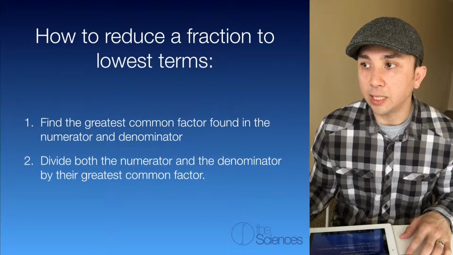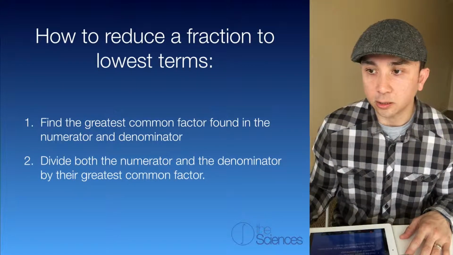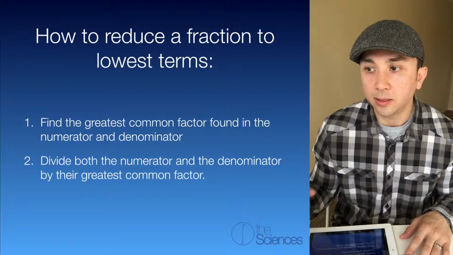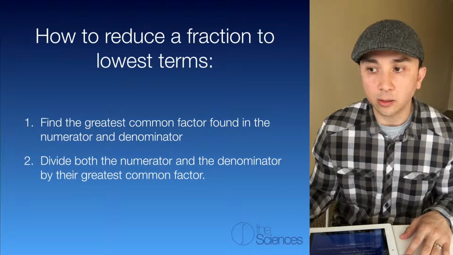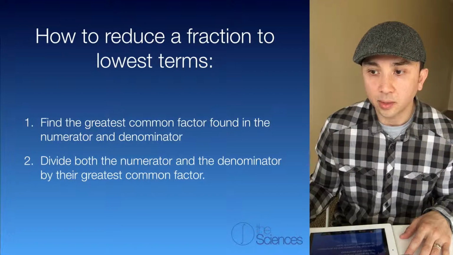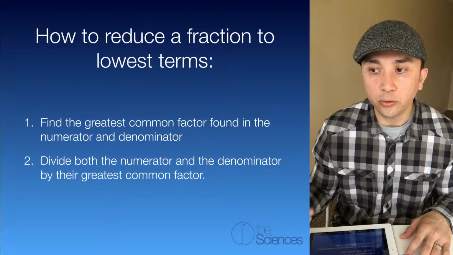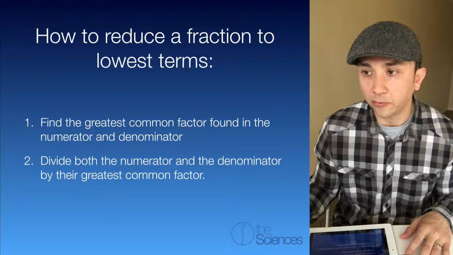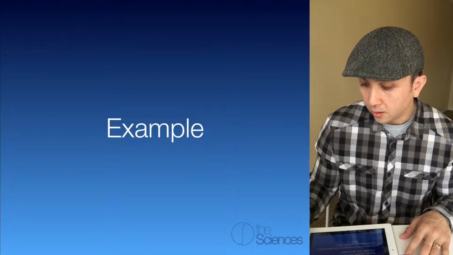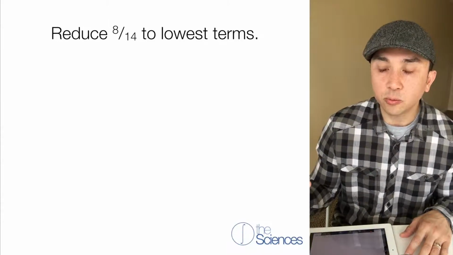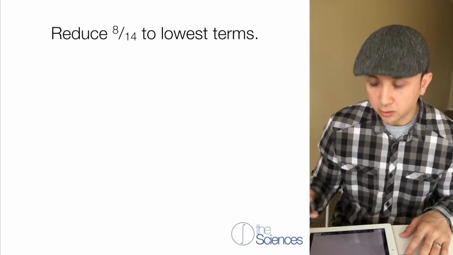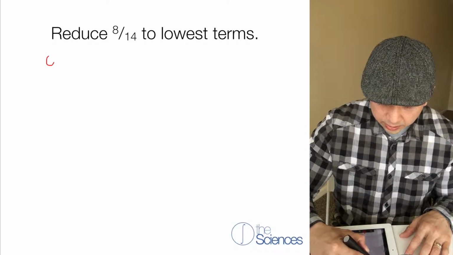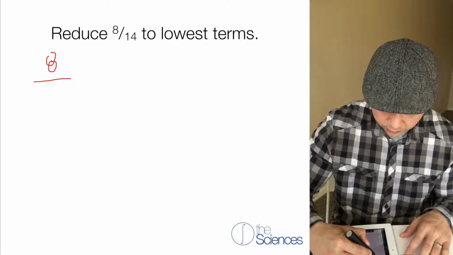Now, how do we reduce a fraction to its lowest terms? Well, first, we're going to find the greatest common factor that's found in both the numerator and the denominator. And then we're going to divide both the numerator and the denominator by their greatest common factor. Let's go over an example. Let's reduce 8/14 to its lowest terms. So we're going to take 8/14.